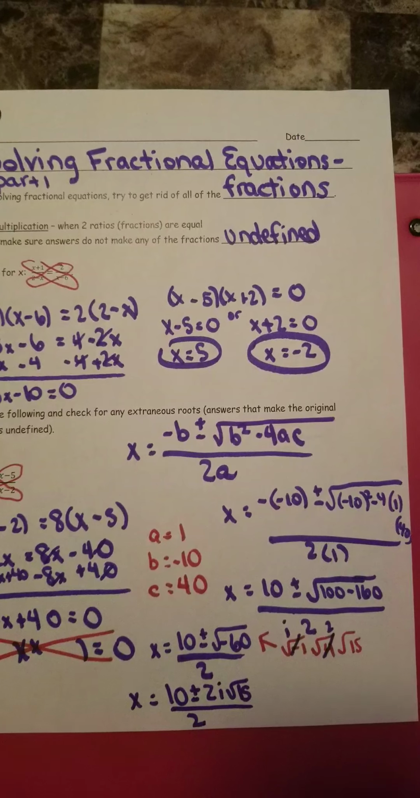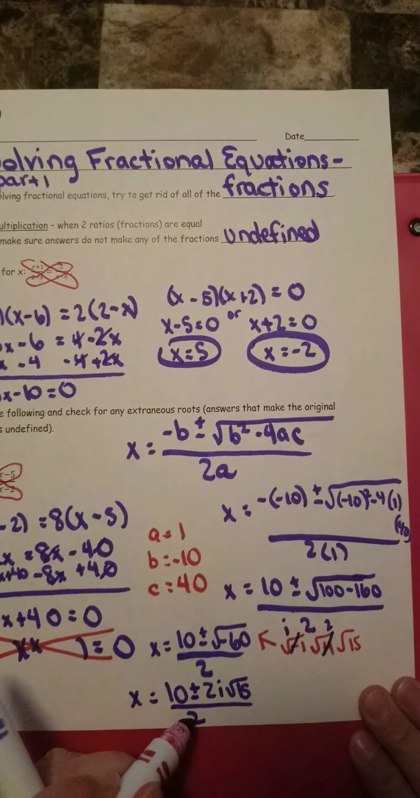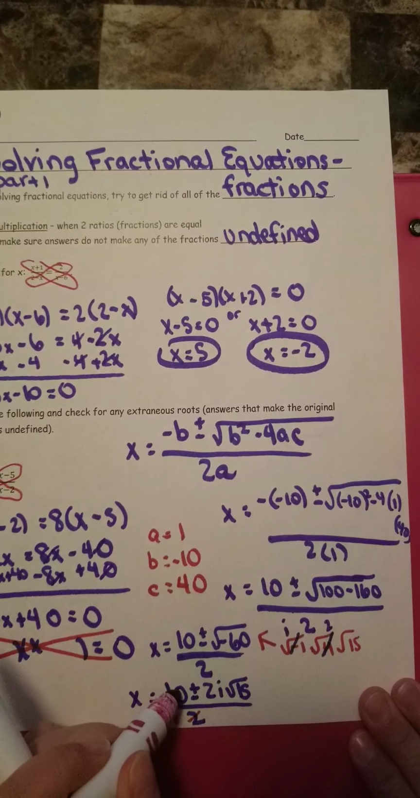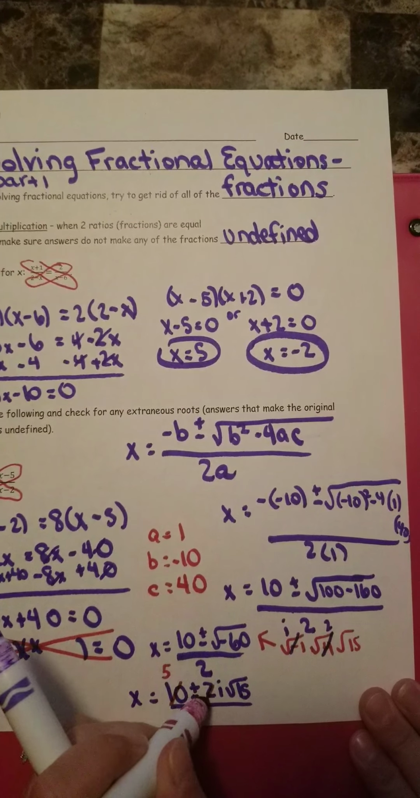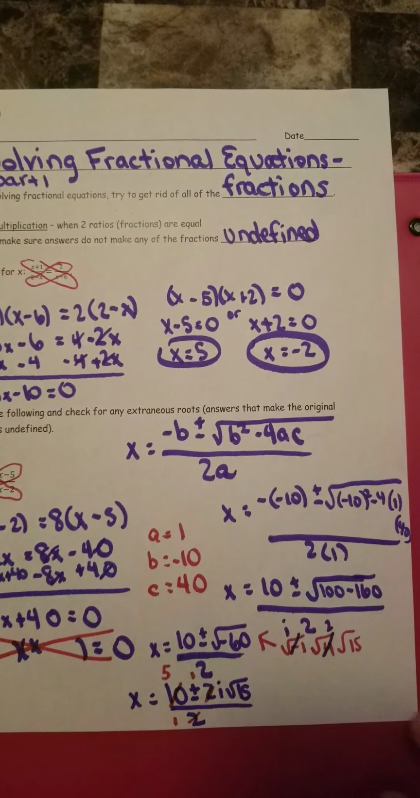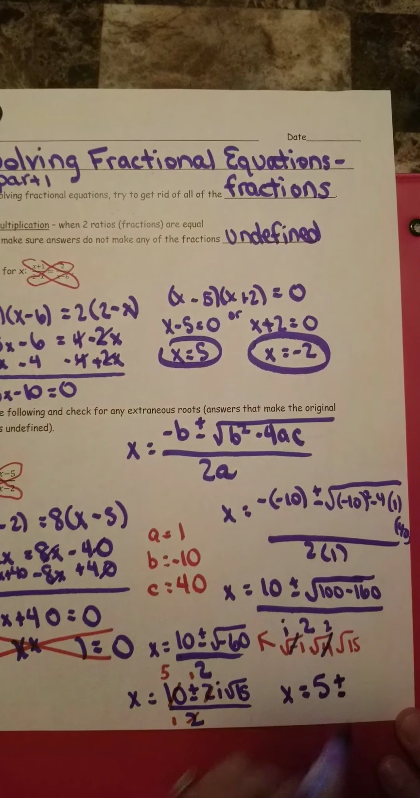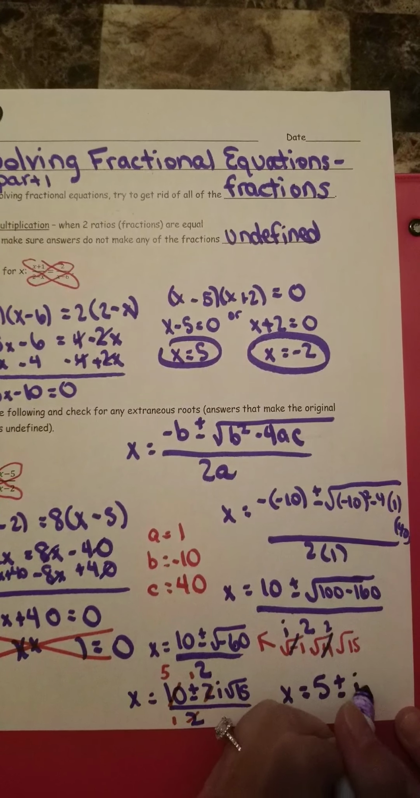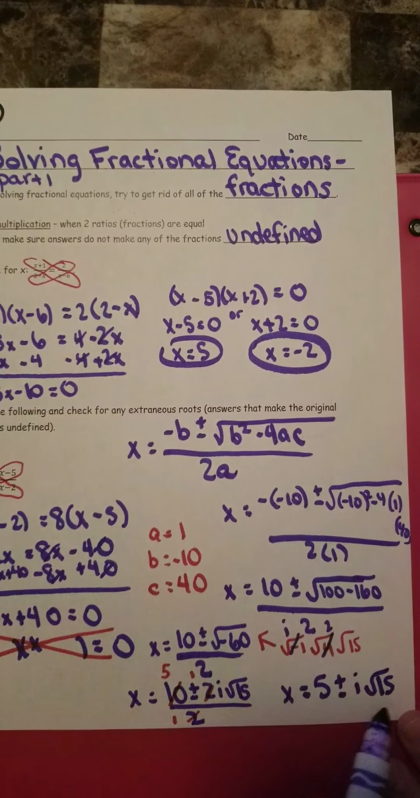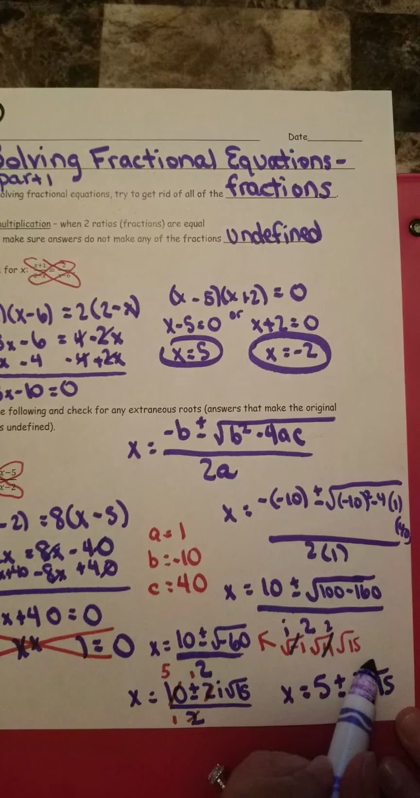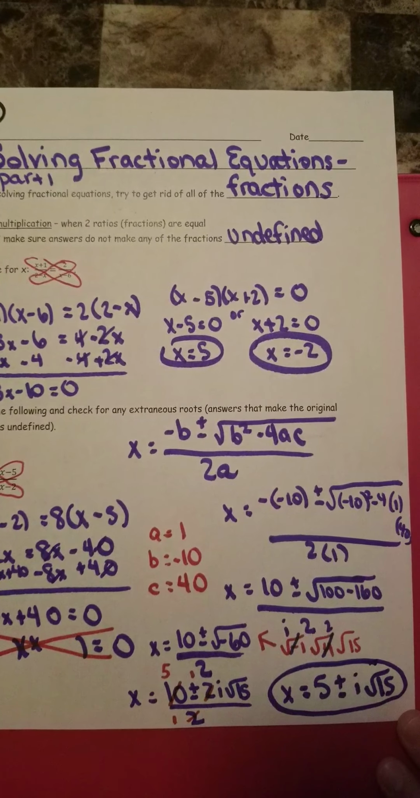Almost done. Is there something that we can take out of all of the outside terms? Yep, a 2. So that becomes a 1, that becomes a 5, that becomes a 1. So my final answer is x equals 5 plus or minus i radical 15. And if I was to plug this in on the bottom, it definitely would not give me a 0. So that is my answer.